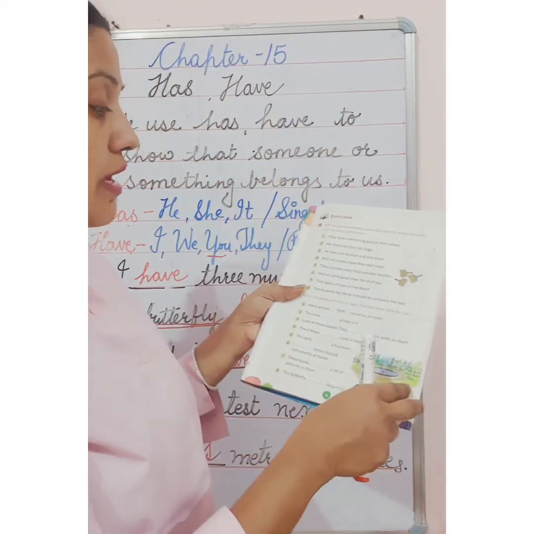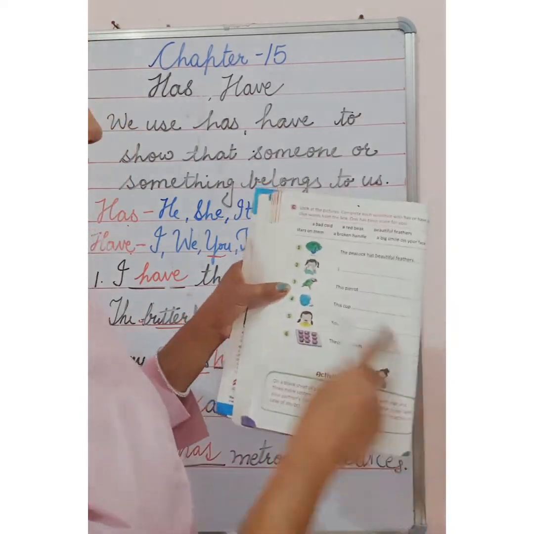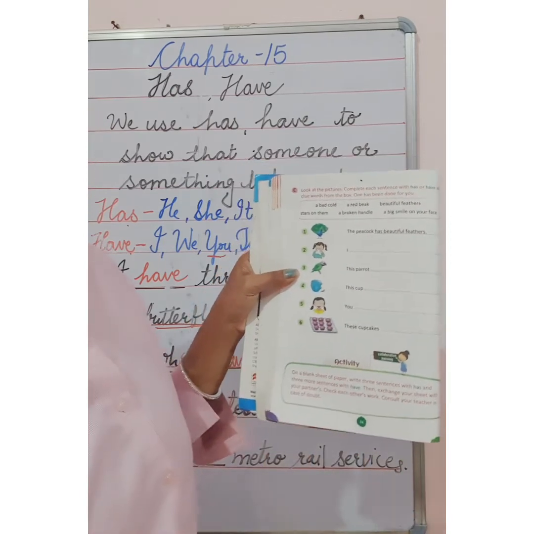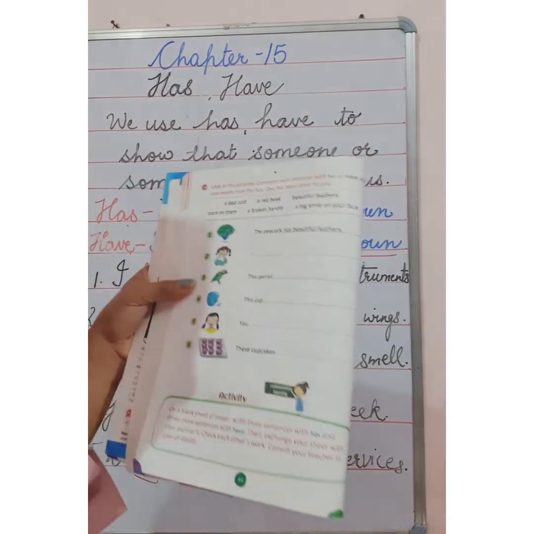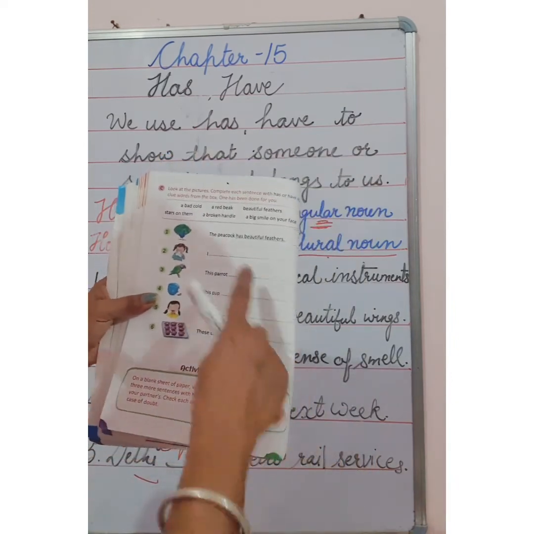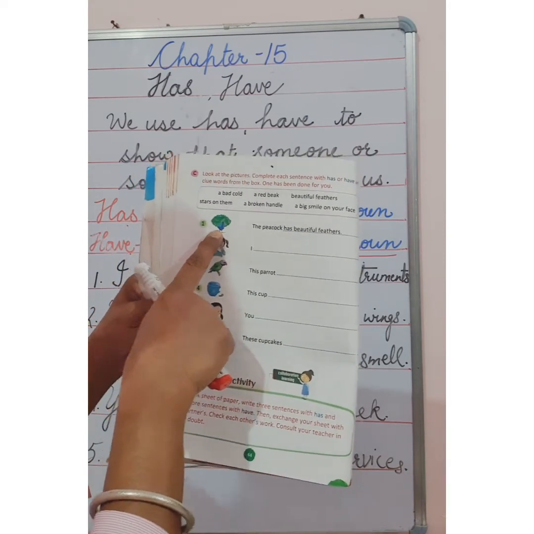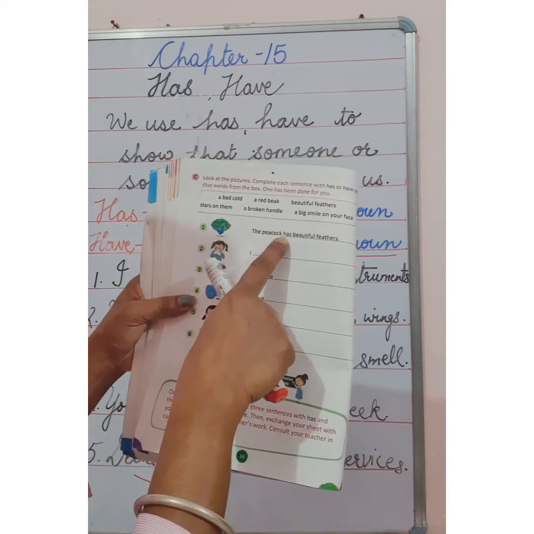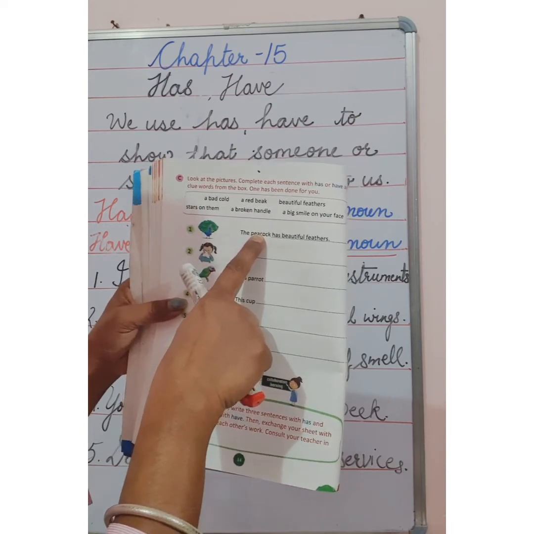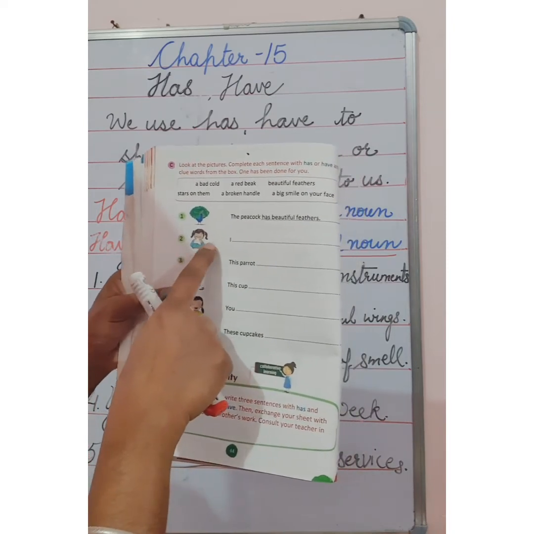Okay. So this we have done in our book. This also you can see, look at the pictures. Pictures are given to you, help boxes are given to you. You have to complete these sentences. So this you should do yourself. I hope the things are clear to you, the concept is clear to you. The peacock has beautiful feathers. You will see we are talking about one peacock, so we have used has here. Yes, if we were talking about peacocks, if it is given peacocks, then we will write have here.